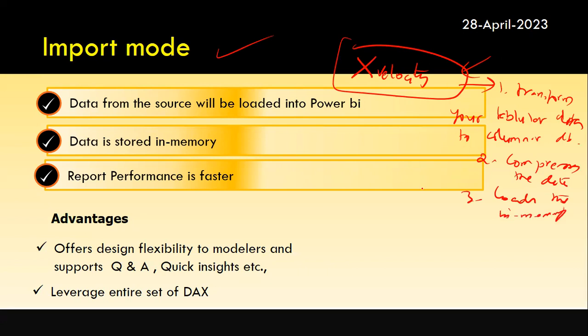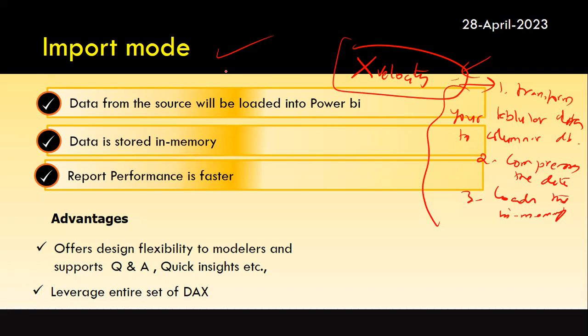These are the three tasks carried out by Xvelocity when you use the import mode. This is the default mode for most of the source systems. For example, you have a table or an Excel file. Let's say you have an Excel file, and the Excel file size is 1 GB. When you load it into your Power BI Desktop using import mode, right?